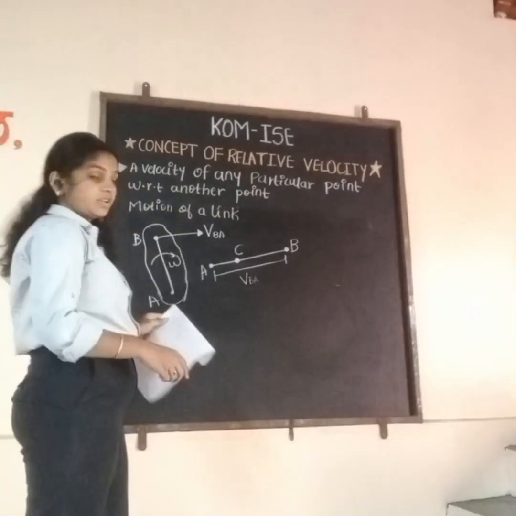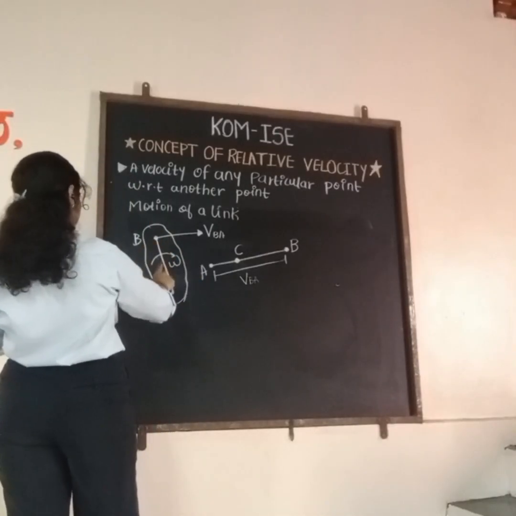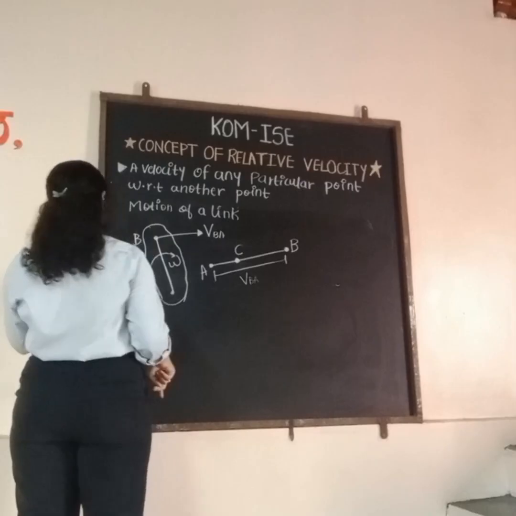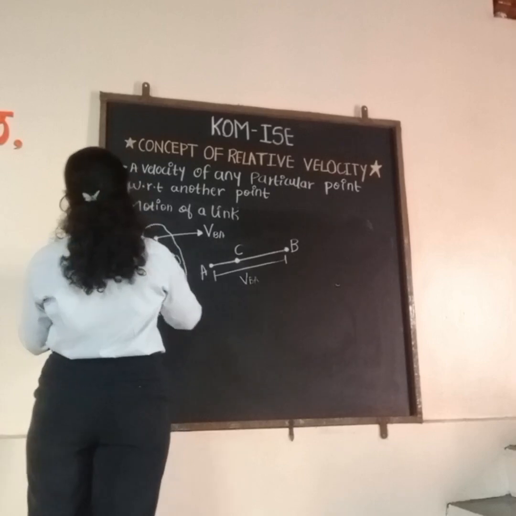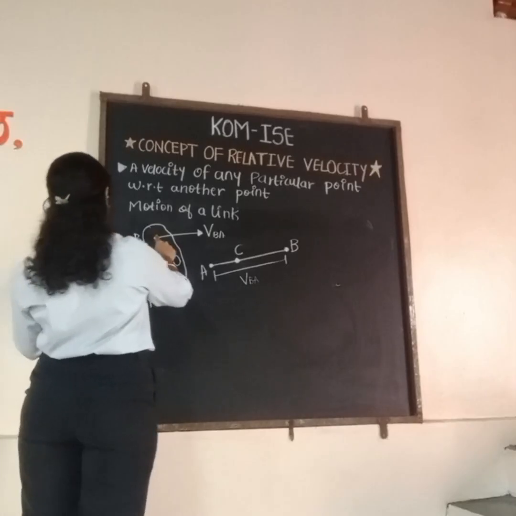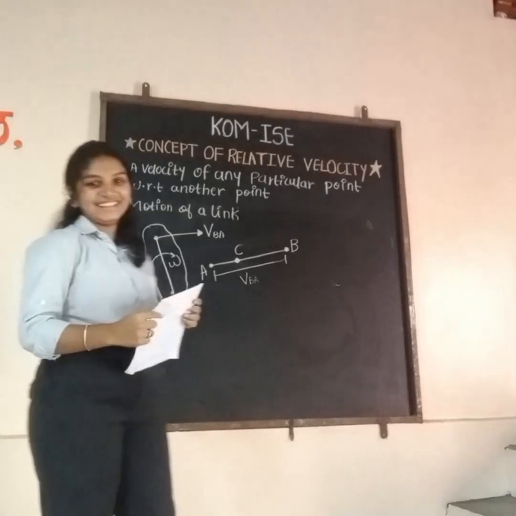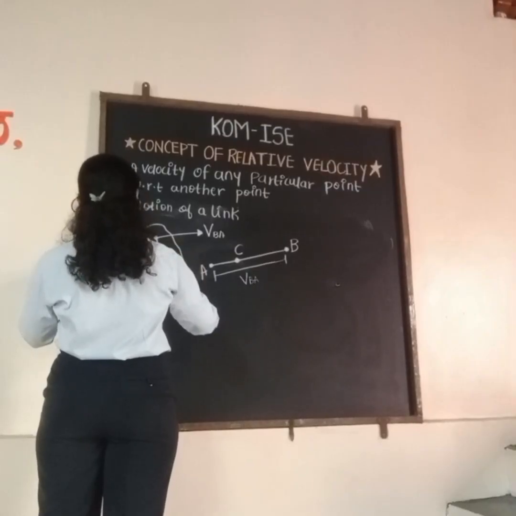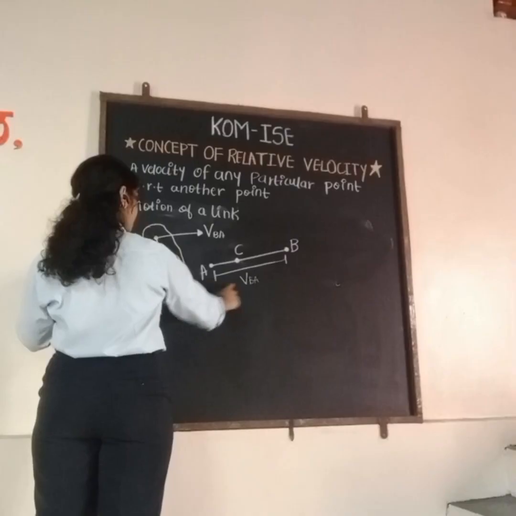So here we are considering 2 points, A and B, on a link, and these 2 points are moving relative to each other. Point B is moving about point A. So we can define the velocity of point B with respect to point A in terms of VBA.